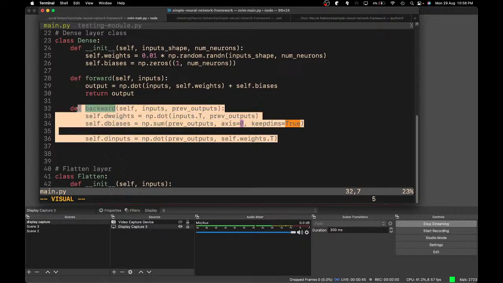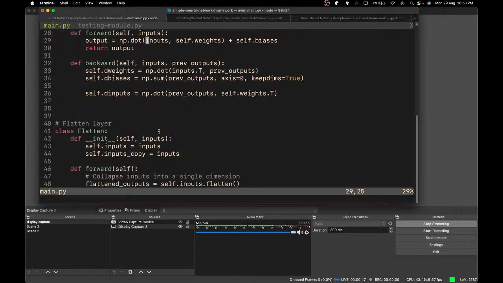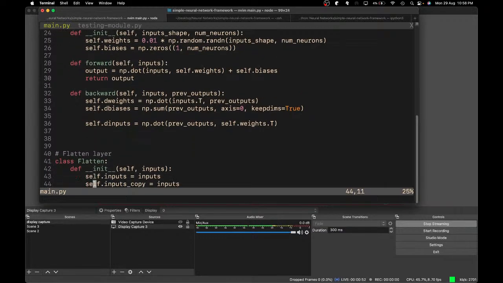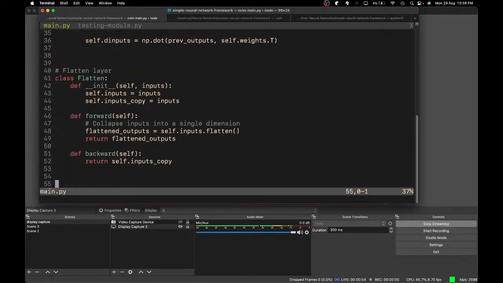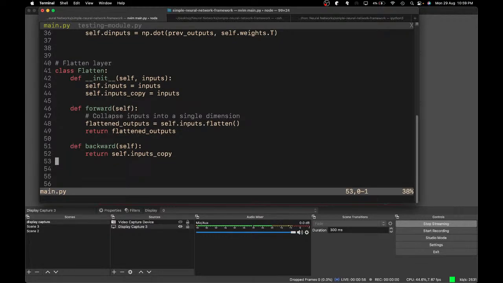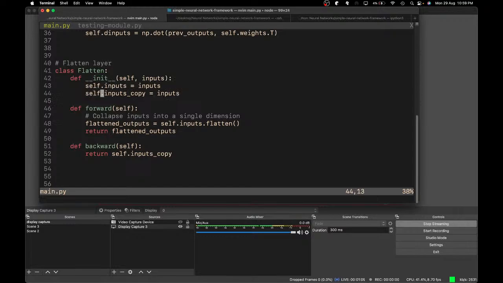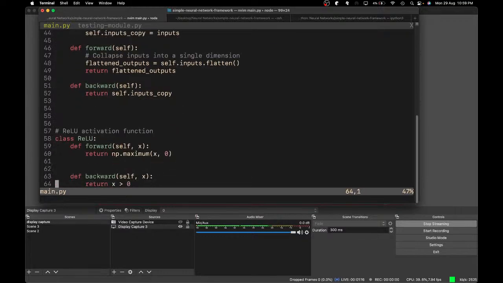This I just copied from Neural Networks from Scratch, and then I added the flatten layer. This I did by myself, so I was super proud of this one. Basically, what the flatten layer does is it takes a multi-dimensional input and collapses it into a single dimension. I just did it very easily. I get the inputs, copy them over here, and then you just pass in the flatten parameter of numpy, return it, and in the backward pass you just return the copy. So it's super simple stuff, nothing too crazy.